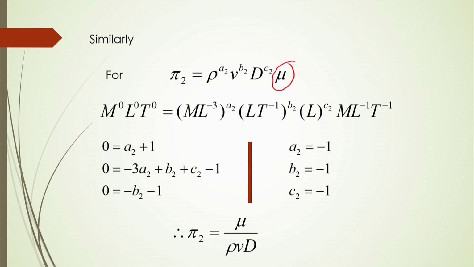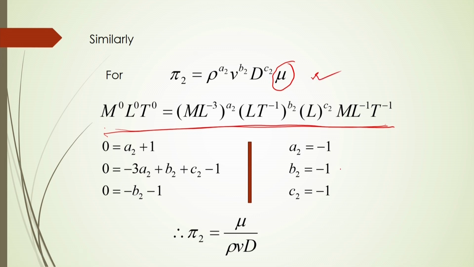So, again if you substitute the dimensions on both sides of this equation, then we have M to the power 0, L to the power 0, T to the power 0, that will be equal to what? Rho here, M L to the power minus 3, then to the power a2. Similarly for V, L T to the power minus 1 to the power b2, similarly d, L to the power c2, and mu, it will come M L to the power minus 1 T to the power minus 1. So, in this way we are just substituting the dimensions for phi 2.